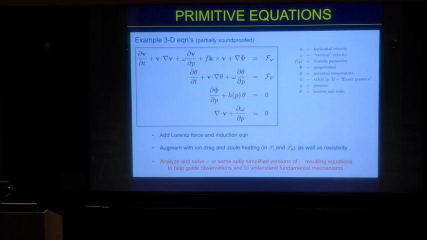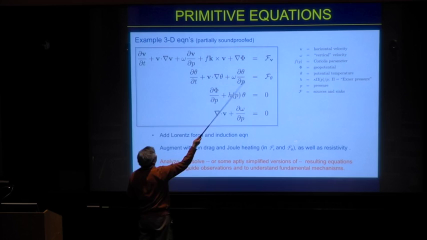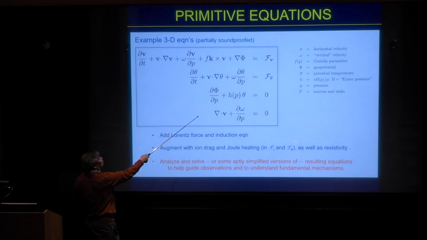If you're interested in the neutral or unionized atmosphere, you start with this set of equations, the so-called primitive equations. And basically, this is Navier-Stokes with one sort of simplification, which is this equation. So this is the vertical velocity. This is the Coriolis acceleration, pressure gradients or geopotential gradients. This is the energy equation, compressibility equation. And this thing is hydrostatic balance.